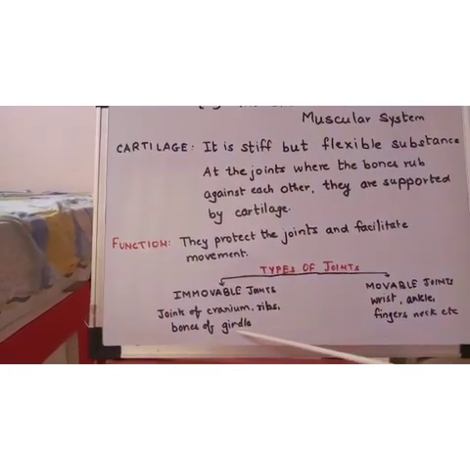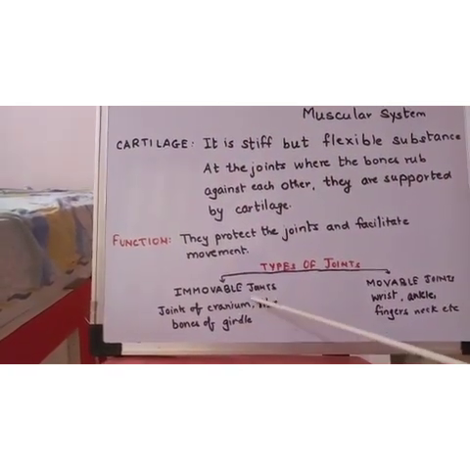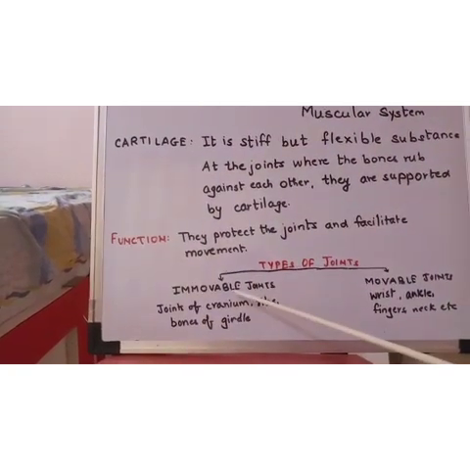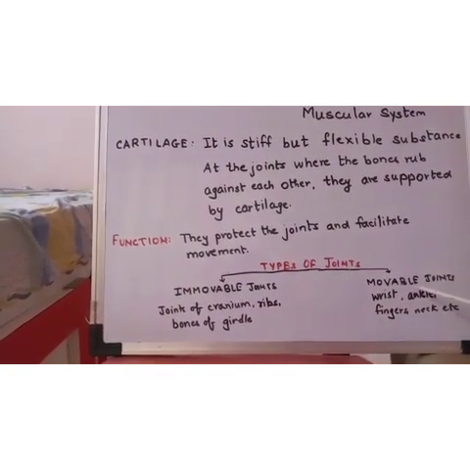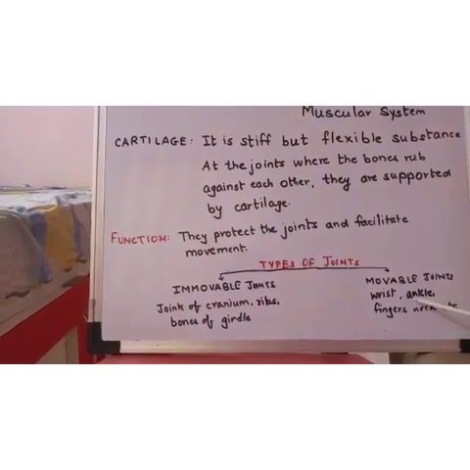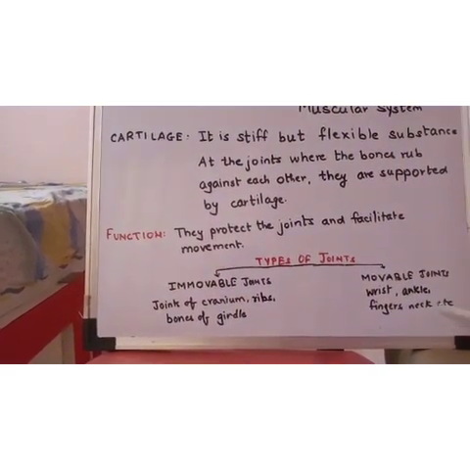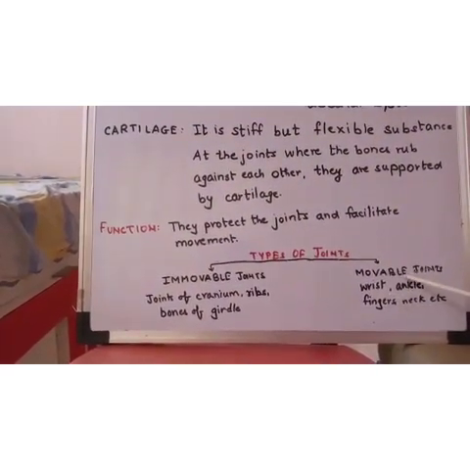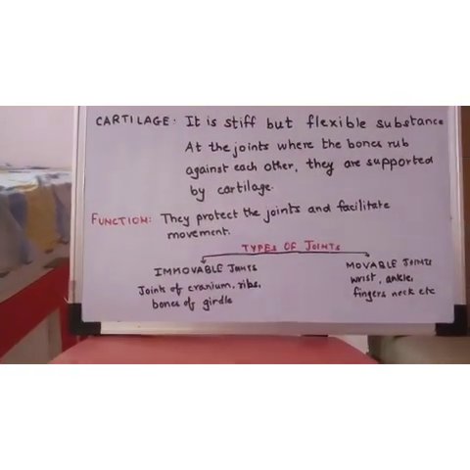You know, the shoulder girdle and hip girdle. These joints you cannot move. While the joints found in the wrist, ankle, fingers and neck, all these joints we can move. So they are called movable joints.